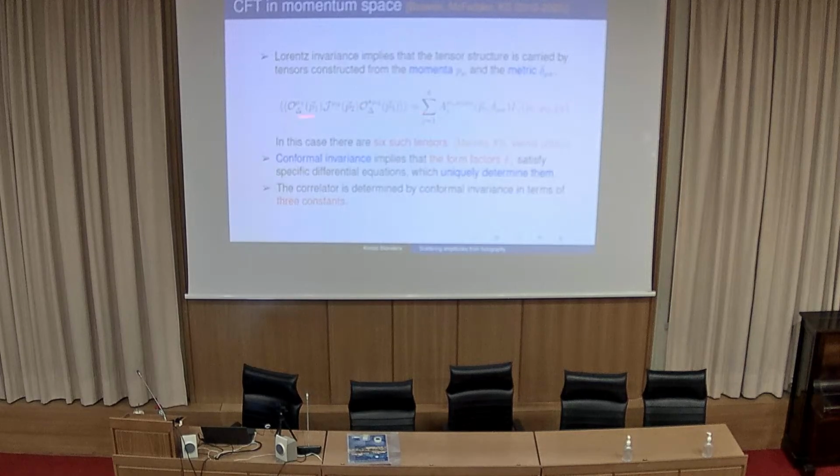For this specific correlator, we've done this in a previous paper by the same authors. And there are 6 such tensors. It's not so hard to actually write them down. And then the CFT correlator is given by these tensors multiplied by general form factors that depend on the magnitudes of the momenta P1, P2, and P3.